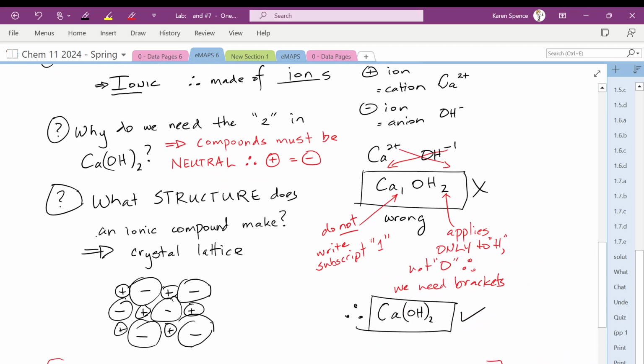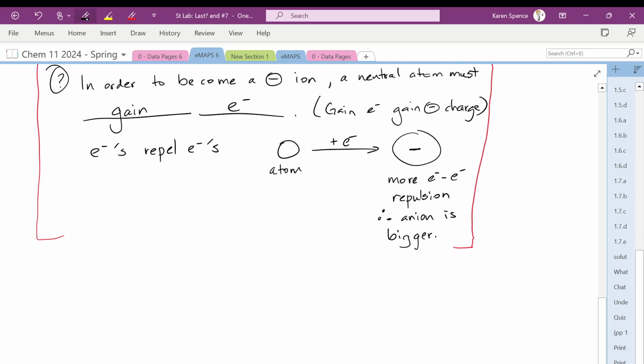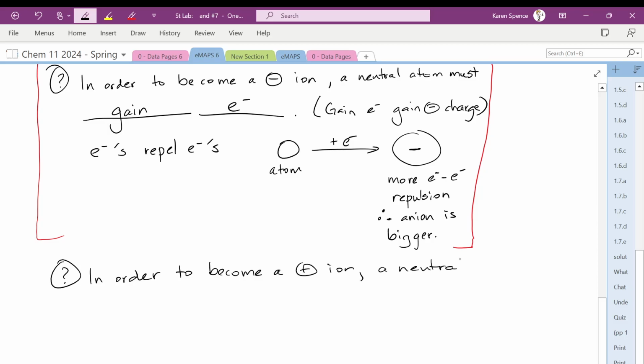All right, what structure does an ionic compound make? It makes a crystal lattice. In order to become a negative ion, a neutral atom must gain electrons. Now, why is that positive ion so small? In order to become a positive ion, a neutral atom must do what?